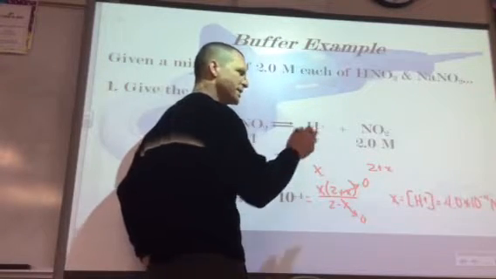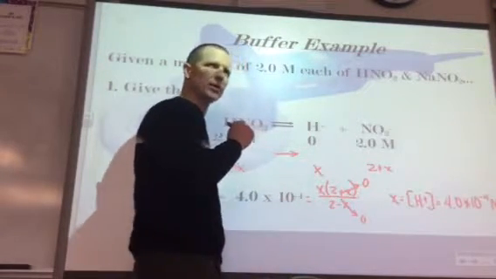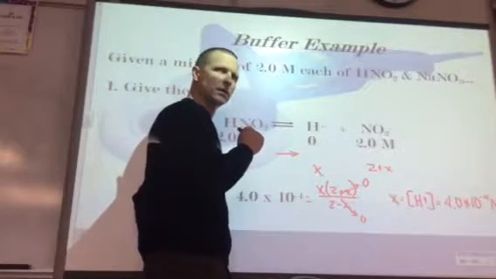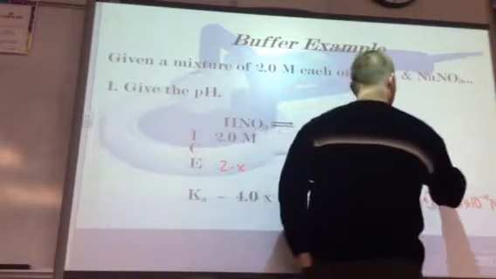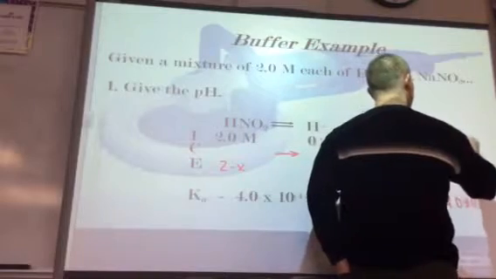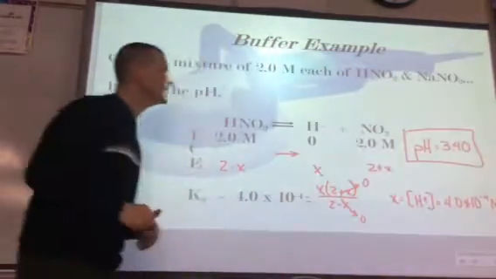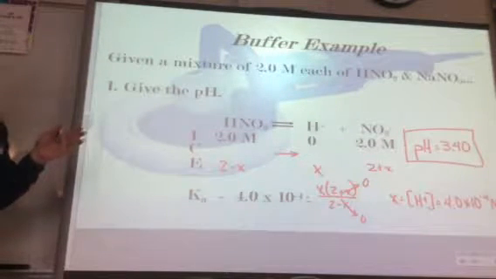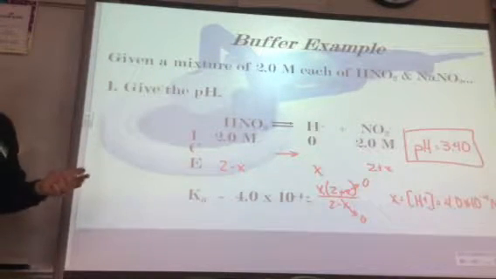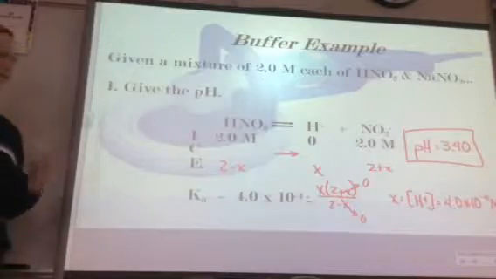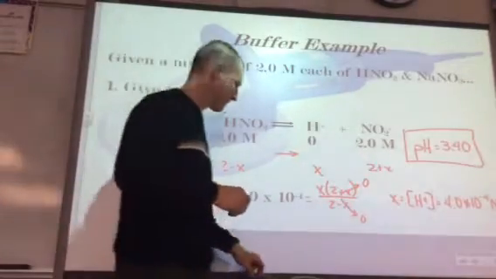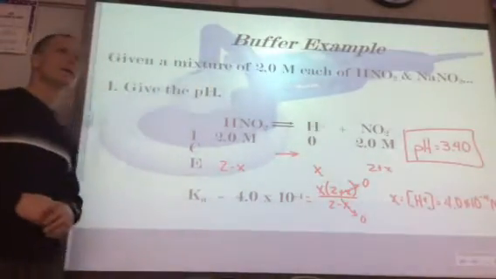What do we get for a pH on this? Negative log of 4 times 10 to the negative fourth? pH equals 3.40. So far, so good. Anybody have any questions about this? Now, 2 examples in a row, almost the exact same thing. Go ahead, Grace.